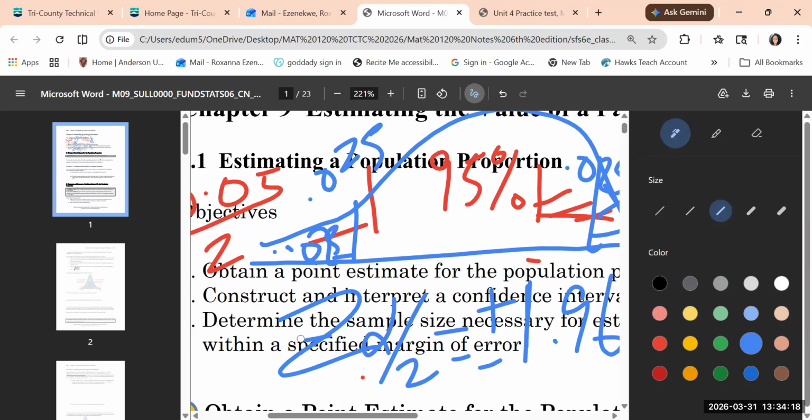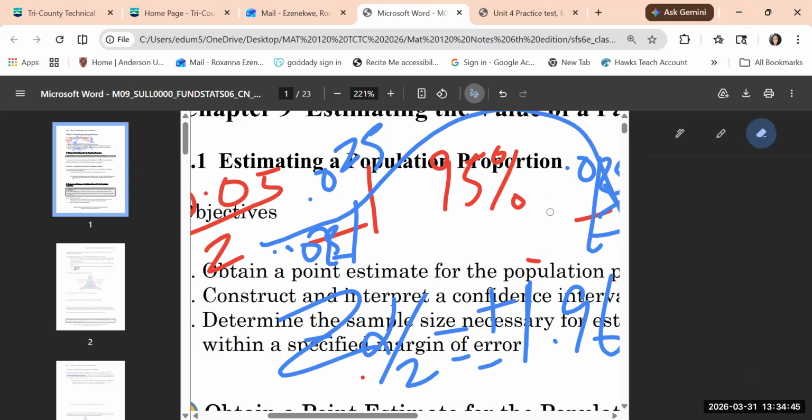Why? Because this is two-tailed. Every confidence interval is two-tailed. So you must use plus or minus 1.96. That is also a formula. I'm going to show you the formula and also show you how to calculate it with the calculator. Okay, so I'm going to show you the formula. So I will clean.